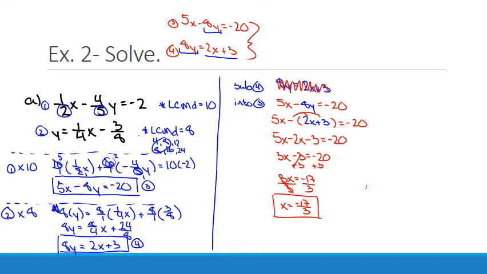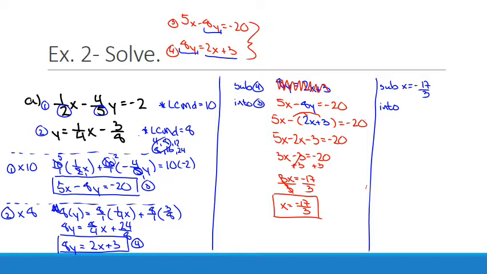All right, so that's kind of an ugly number, but sometimes that happens. Remember, my next step is now to find the other part of that vertex. So I'm going to sub x equals negative 17 over 3 into the other equation now.